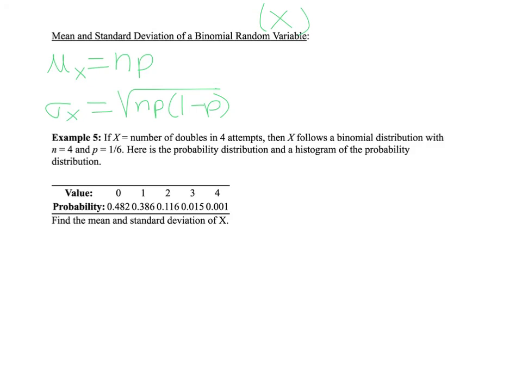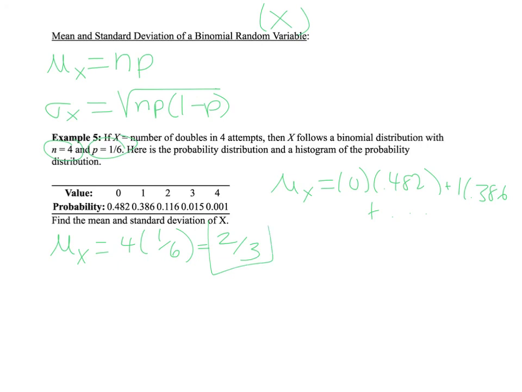You are 100% welcome to calculate the mean by itself. And you do not need to write this down, but if you were to do that, you would get 0 times 0.482 plus 1 times 0.386, and so on. So you could multiply that whole thing out, and you can work it out if you want to. However, using that formula is much nicer. They give us n is 4, they give us p is 1/6. So all you're going to do for this one is 4 times 1/6. If you don't believe me that this formula works, you can definitely try the other method. You do end up getting 2/3.